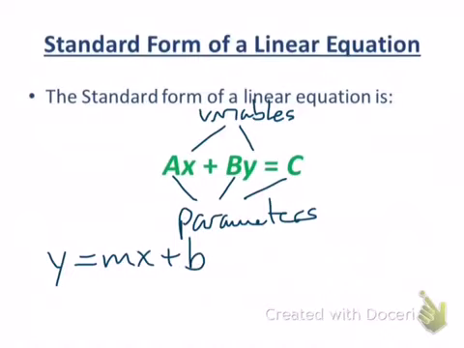X and Y are the variables. The two parameters are slope and y-intercept, right? M and B are the parameters. The slope and the y-intercept are the parameters. Okay. Now there's conditions on A, B, and C.